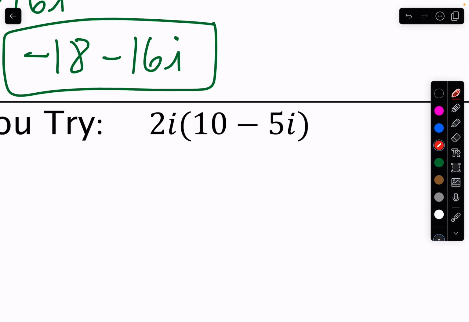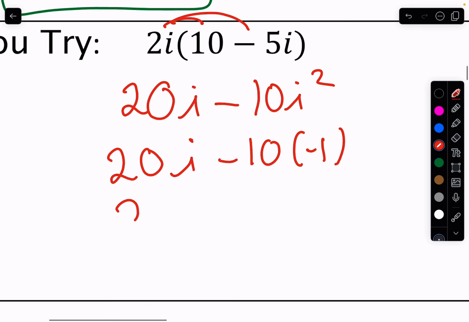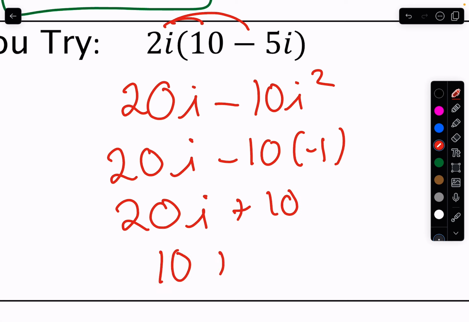All right, same thing here. We distribute this guy. We get 20i minus 10i squared. We got to replace our i squared with a -1. We get 20i plus 10, and then of course we write it with our real part first. So 10 plus 20i.